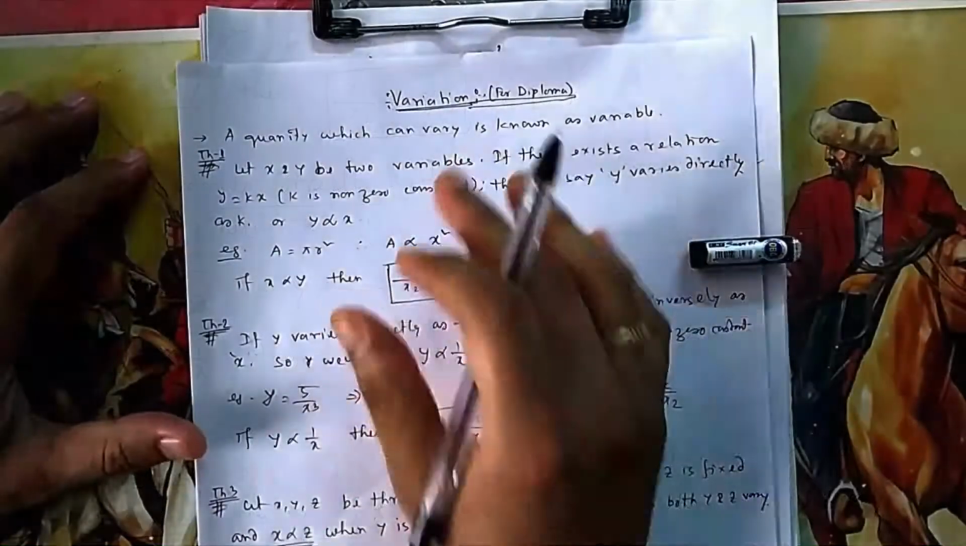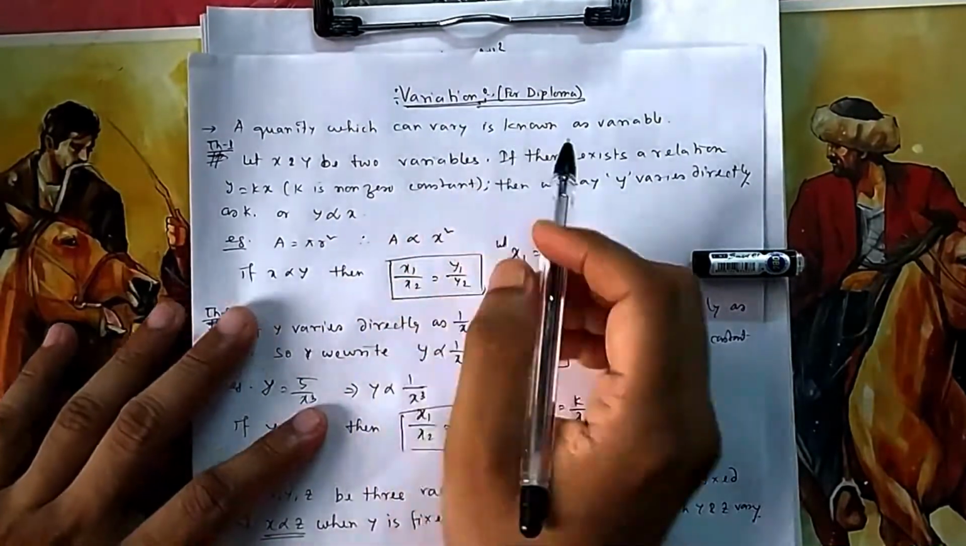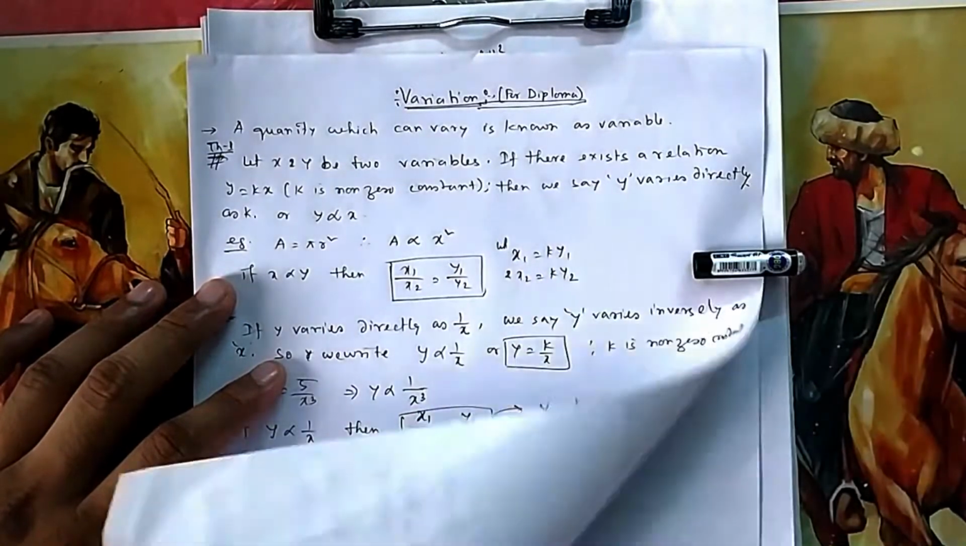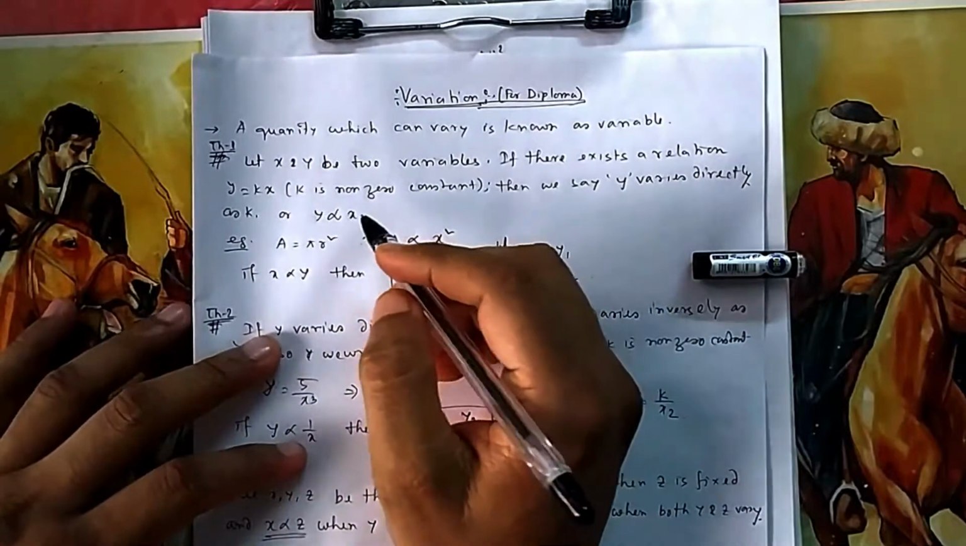Okay students, the concept of variations. For variation, let me first explain what a variable is. The quantity which can vary in an equation is a variable, and the quantity that is fixed is a constant. So there are three theorems in variations. Let me go one by one.